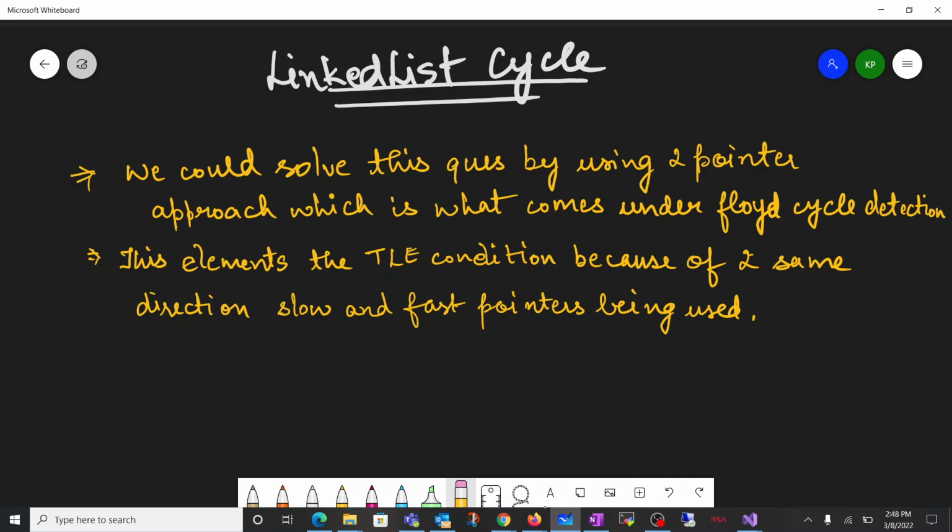And fast here simply refers to that it will move ahead by skipping 2 nodes, and slow pointer simply means that it will move ahead by skipping 1 node. So this is what is being detected as slow pointer and fast pointer. And because of these two same direction, slow fast pointers, we would be able to eliminate that TLE condition also. That was a concern we were having, but that could be eliminated because of this fact also.